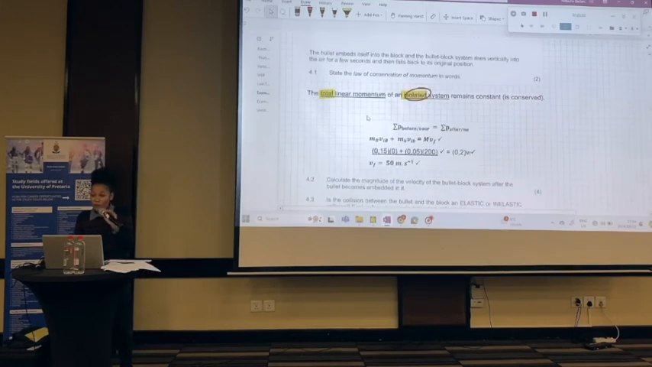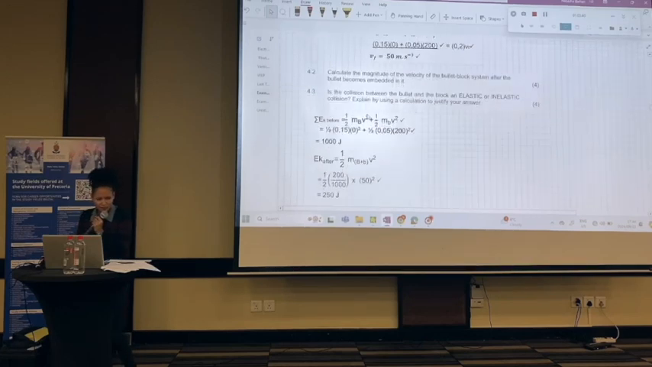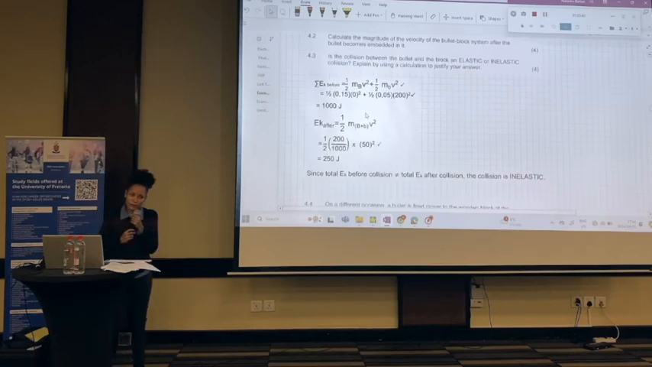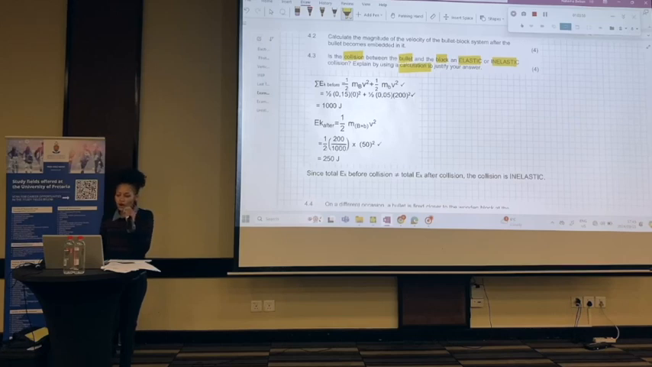Now, you guys have to perform a calculation. And question 4.2, we are okay with that, I think. It's question 4.3 which is a problem. Guys, it says, is the collision between the bullet and block elastic or inelastic? Use a calculation to justify. If any of you start off by doing this, the sum of EK before is equal to the sum of EK after, you're going to get 1 out of 4.